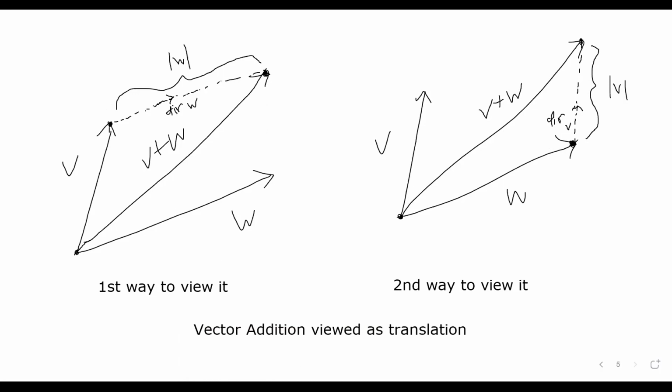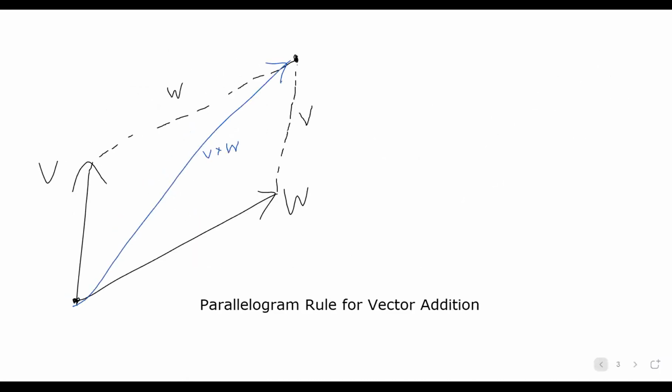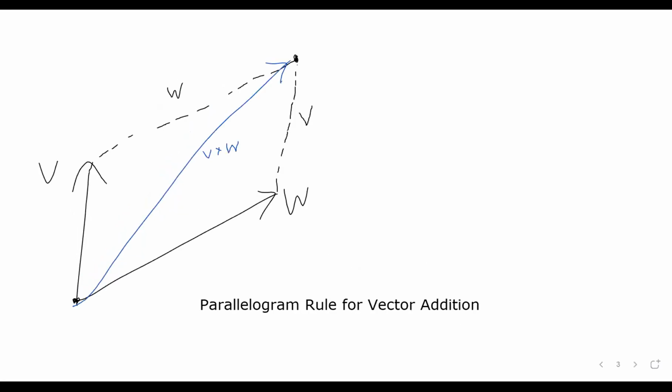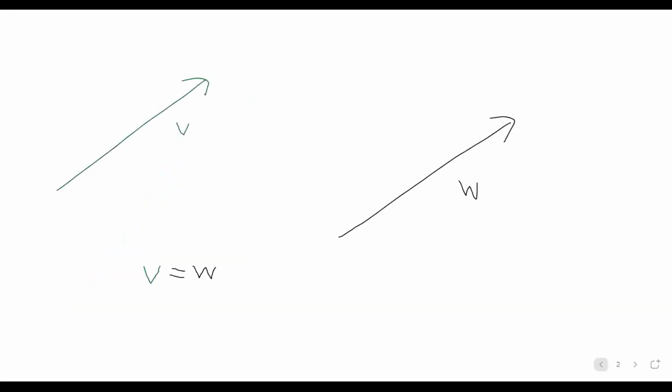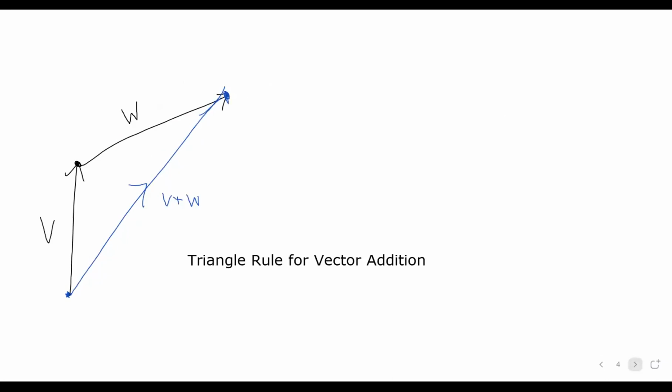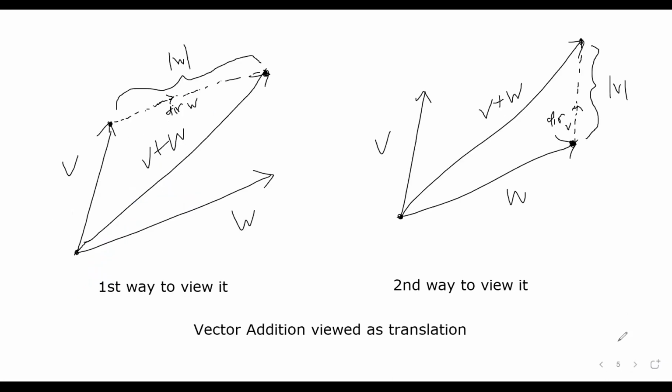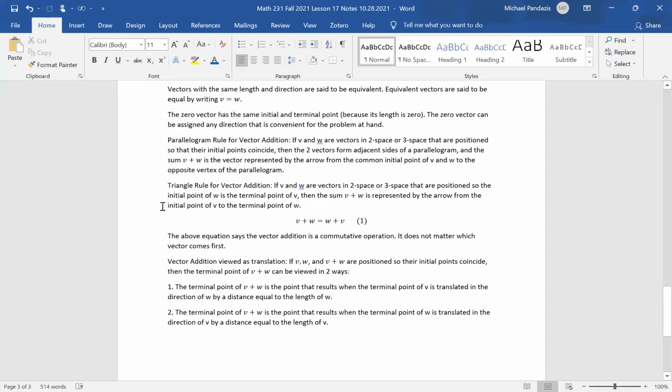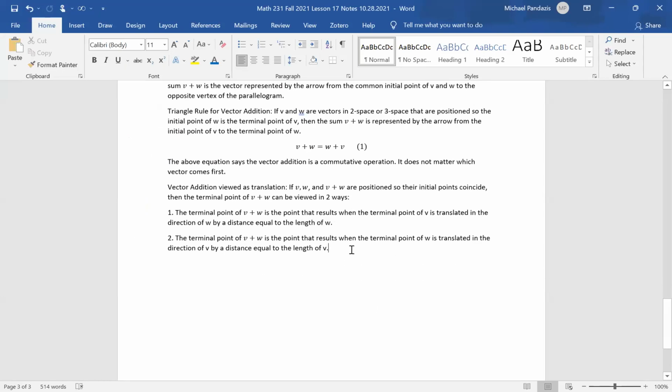Okay, so all three, those two ways, this and this, there's three pictures illustrating that picture, this picture, and those two. Those four illustrate vector addition in four ways. Okay, so that's vector addition. Then there's also vector subtraction.